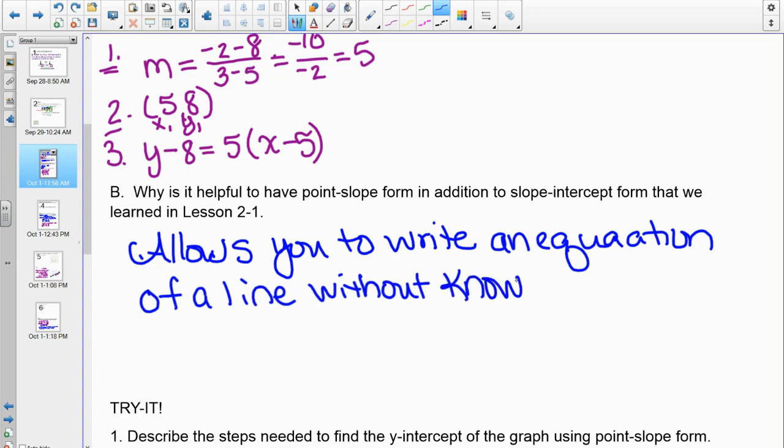So if we go back to what we learned in lesson 2.1, we had to know the slope, which means that sometimes we had to know the points. And then we also had to know the y-intercept. Now the good news is here, all we have to know is a point and a slope. So what's nice about having point-slope form in addition to slope-intercept form is that we can write an equation without knowing the y-intercept.